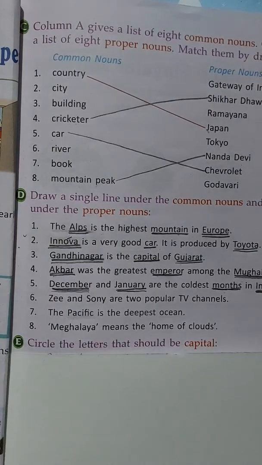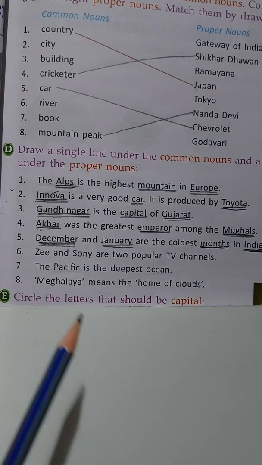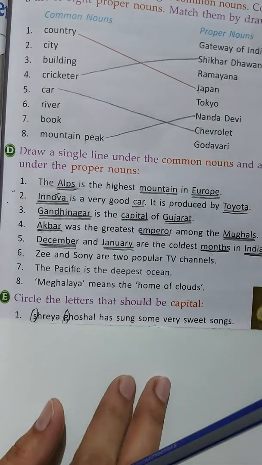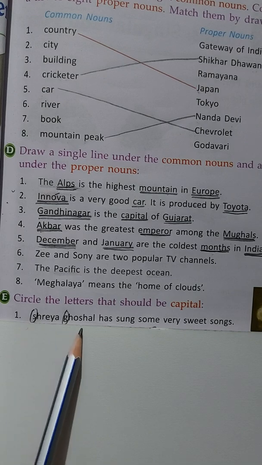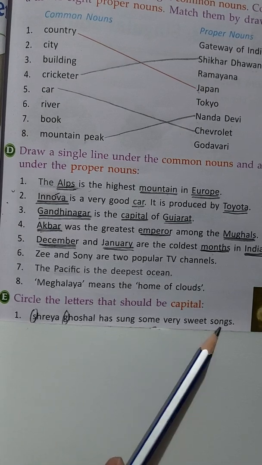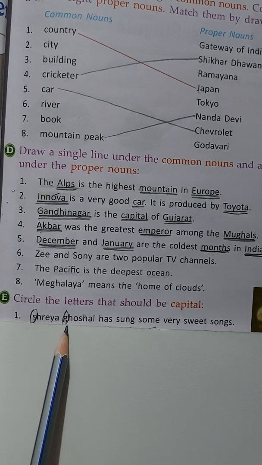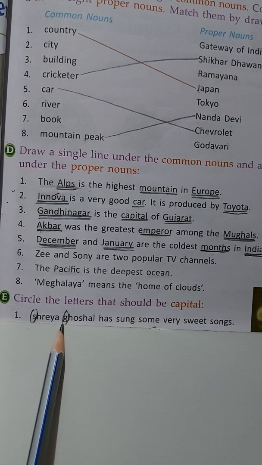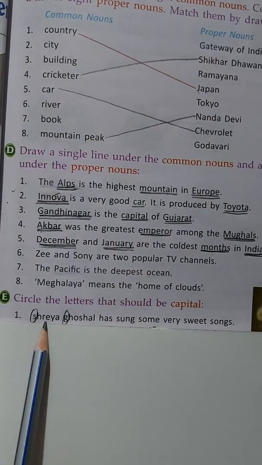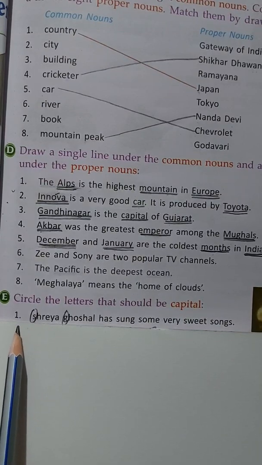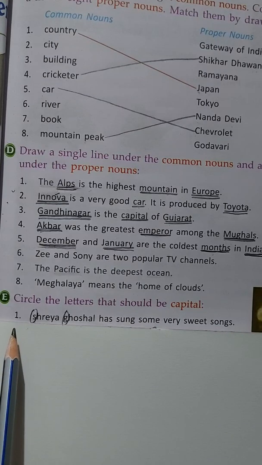Exercise E. Circle the letters that should be capital. Shreya Ghoshal has sung some very sweet songs. Now here Shreya Ghoshal is what? It's the name of a singer and it's a proper noun. So S of Shreya and G of Ghoshal, they should be capital. And we all know that every sentence begins with what? It begins with a capital letter. So we also have to see that the first letter of each sentence should be capital.